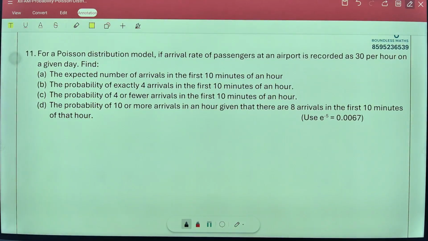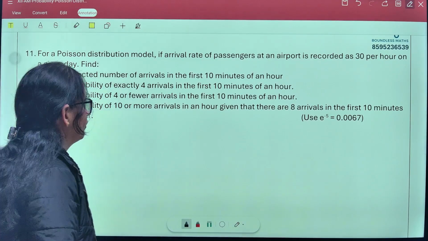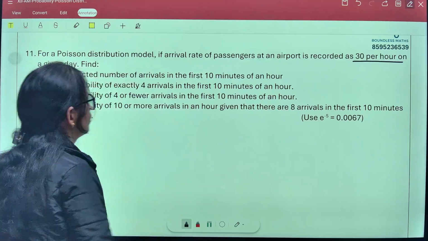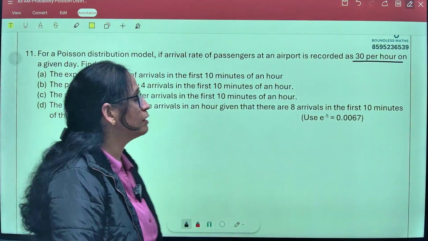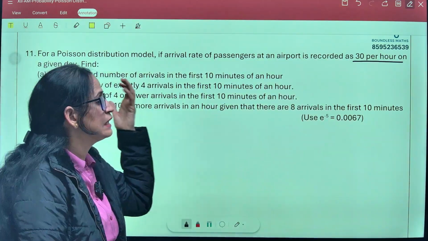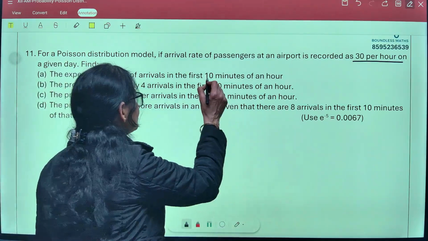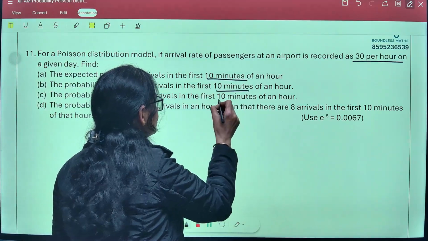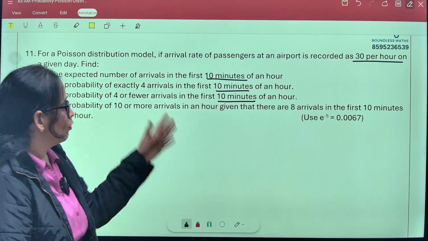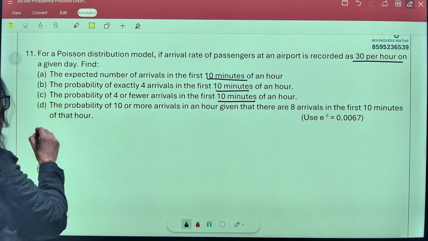For a Poisson distribution model, if arrival rate of passengers at an airport is recorded as 30 per hour on a given day, find the expected number of arrivals in first 10 minutes of an hour. Now first, in the question you are given 30 arrivals per hour. You are given the rate at which something is happening, and the first step is always to find the value of lambda as per the intended interval. So in the first case it is 10 minutes, here also 10 minutes, here also 10 minutes, and in the last part it is something different. So let's look at all these cases one by one. Let's start with the first one.